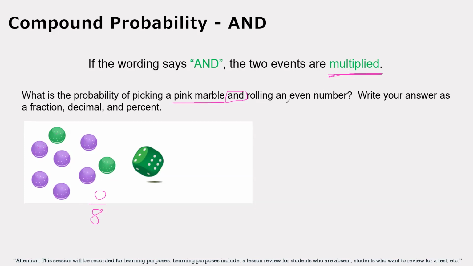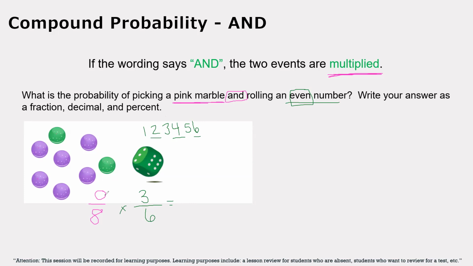And then we want to know what the probability is of us rolling an even number. Well, this looks like a standard die, so that means we have the numbers 1 through 6. Write them out if you have to. We want the chances of us getting an even number. Well, 2 is even, 4 is even, and 6 is even. So 3 of the numbers are even, out of a total of 6 numbers. Now that I have the probability of each event, we're going to multiply them together.